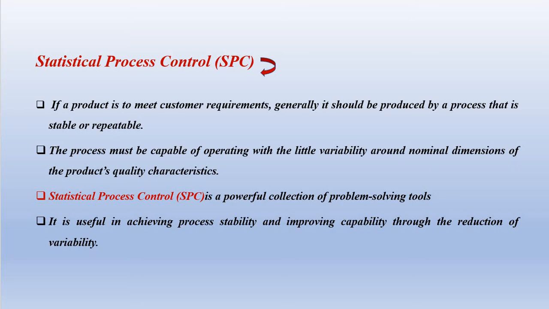Now, I am going to discuss statistical process control. If a product is to meet customer requirements, generally it should be produced by a process that is stable or repeatable. The process must be capable of operating with little variability around nominal dimensions of the product's quality characteristics. Statistical process control is a powerful collection of problem-solving tools. It is useful in achieving process stability and improving capability through the reduction of variability.